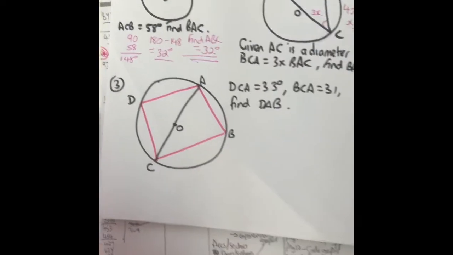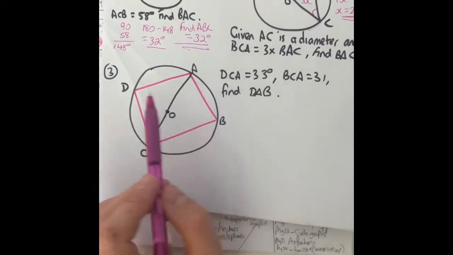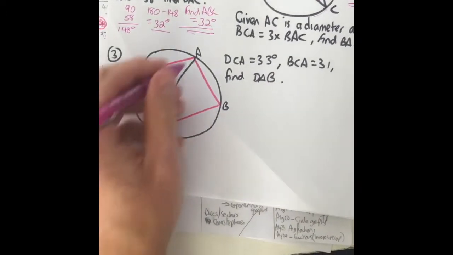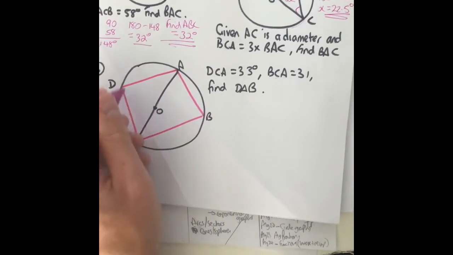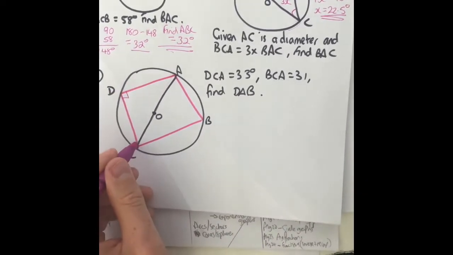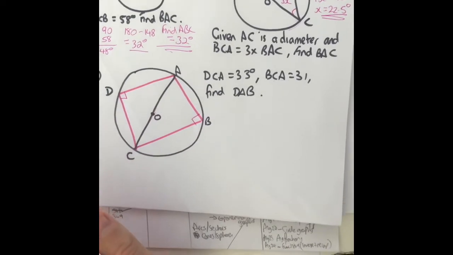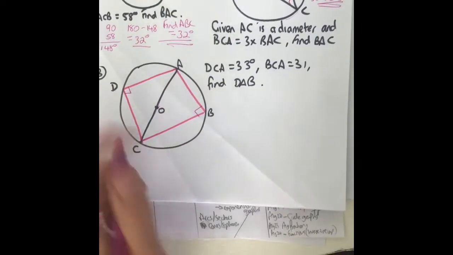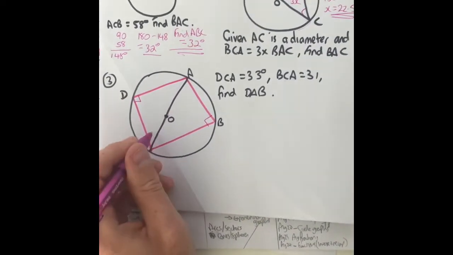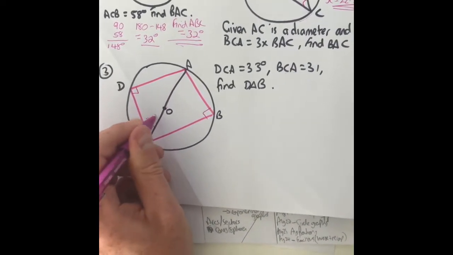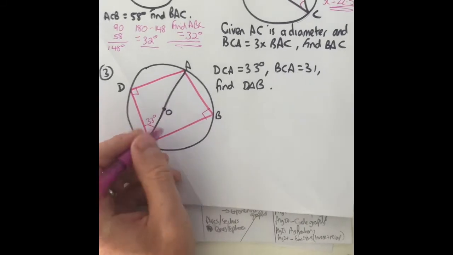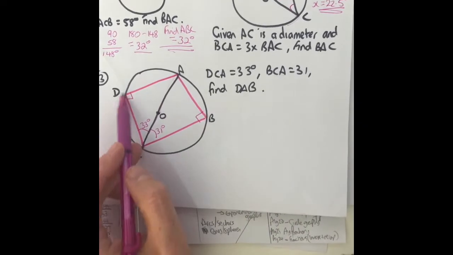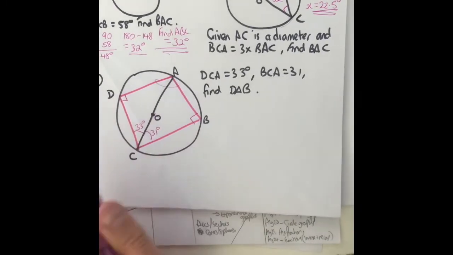Number 3. DCA equals 33, BCA equals 31, and there's your diagram. Right, first of all, diameter, centre, 90. Diameter, centre, 90, always. So you've just got two of the same shape here. DCA is 33 and BCA is 31. You've got to find DAB, so those two together.